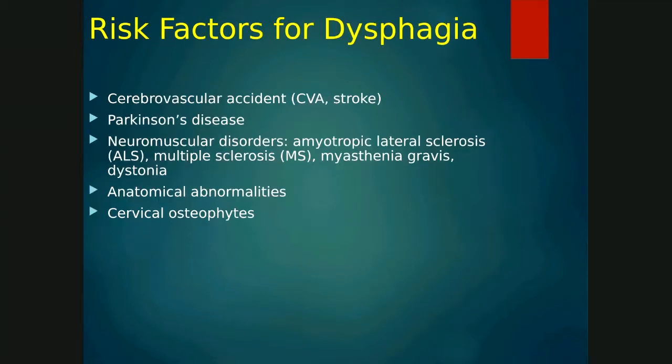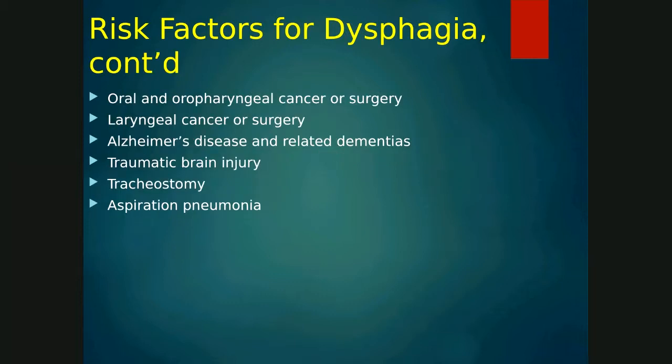Some of the risk factors for dysphagia include stroke, Parkinson's disease, neuromuscular disorders, anatomical abnormalities, or cervical osteophytes. Other risk factors: oral or oropharyngeal cancer or surgery, laryngeal cancer or surgery, Alzheimer's disease and other related dementias, traumatic brain injury, tracheostomy, or aspiration pneumonia.